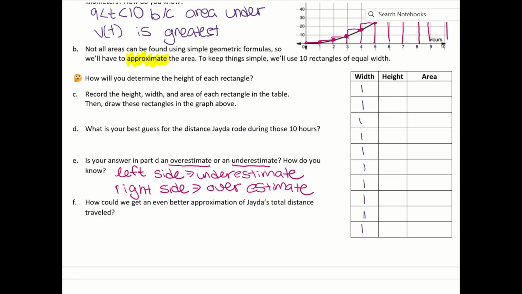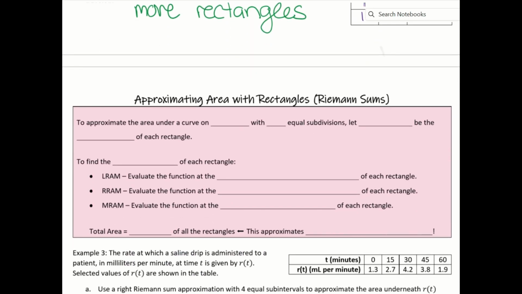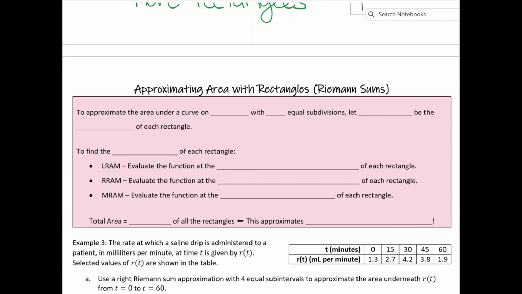So what's a better way to get a better approximation of Jada's total distance? That would be more rectangles. We only used 10 rectangles, but if we use more rectangles, we're going to get a better approximation. So here is how we approximate areas with rectangles. This is called Riemann sums because we find the rectangles and then we add them all up.